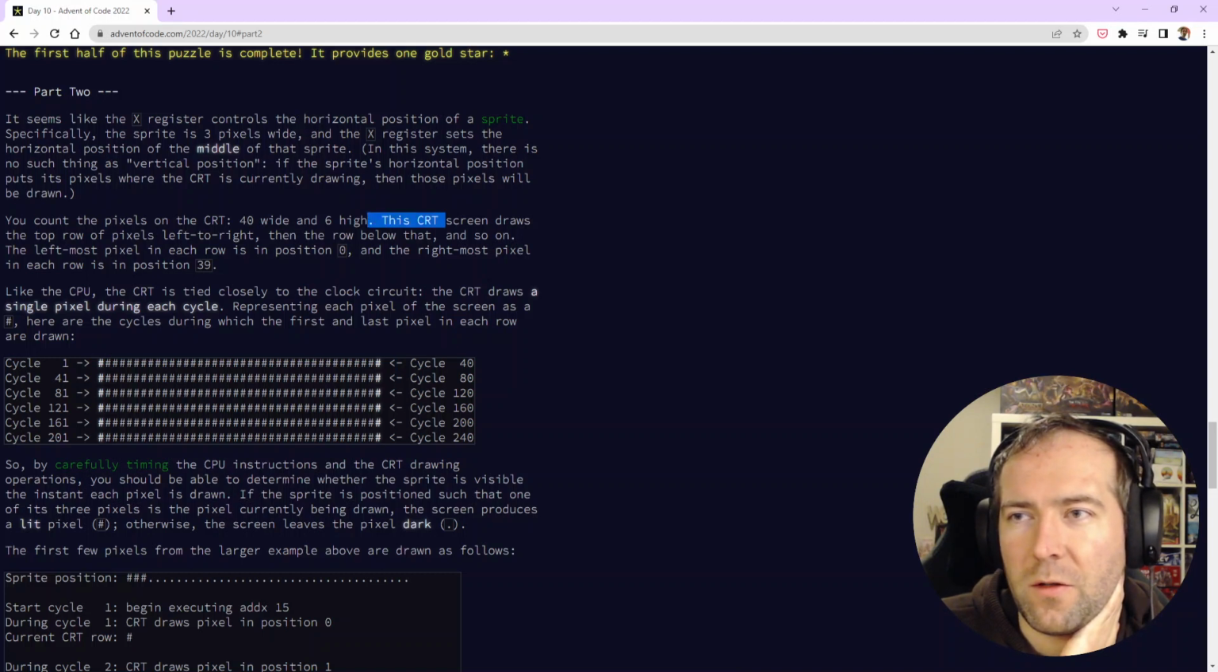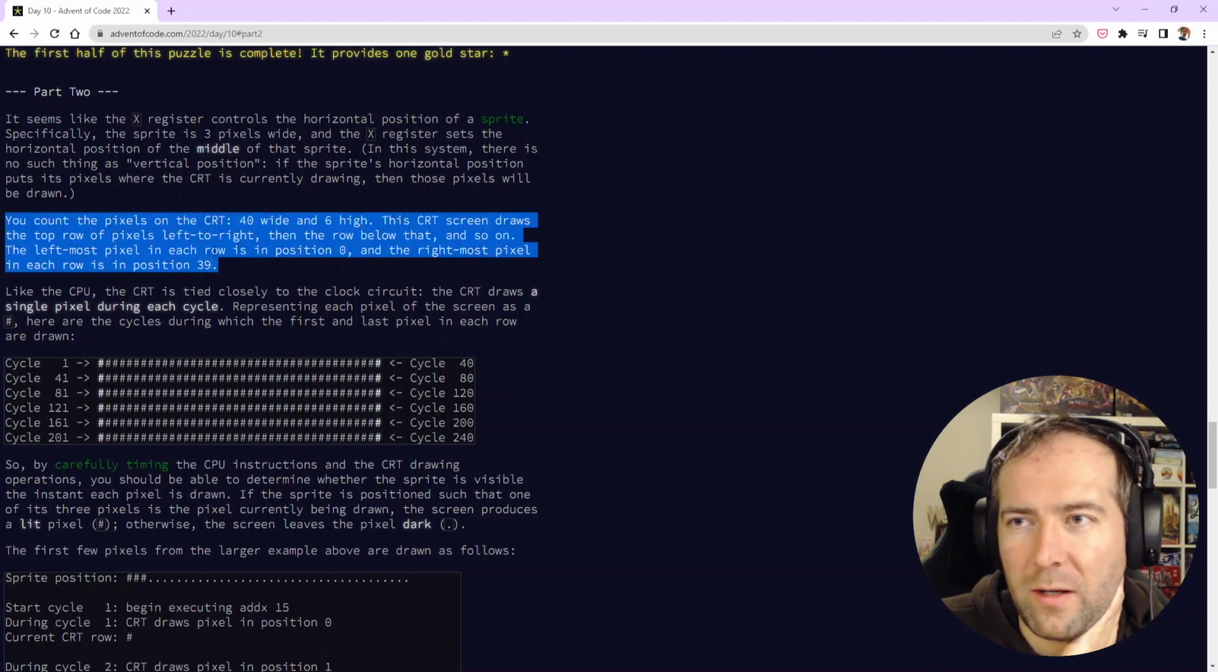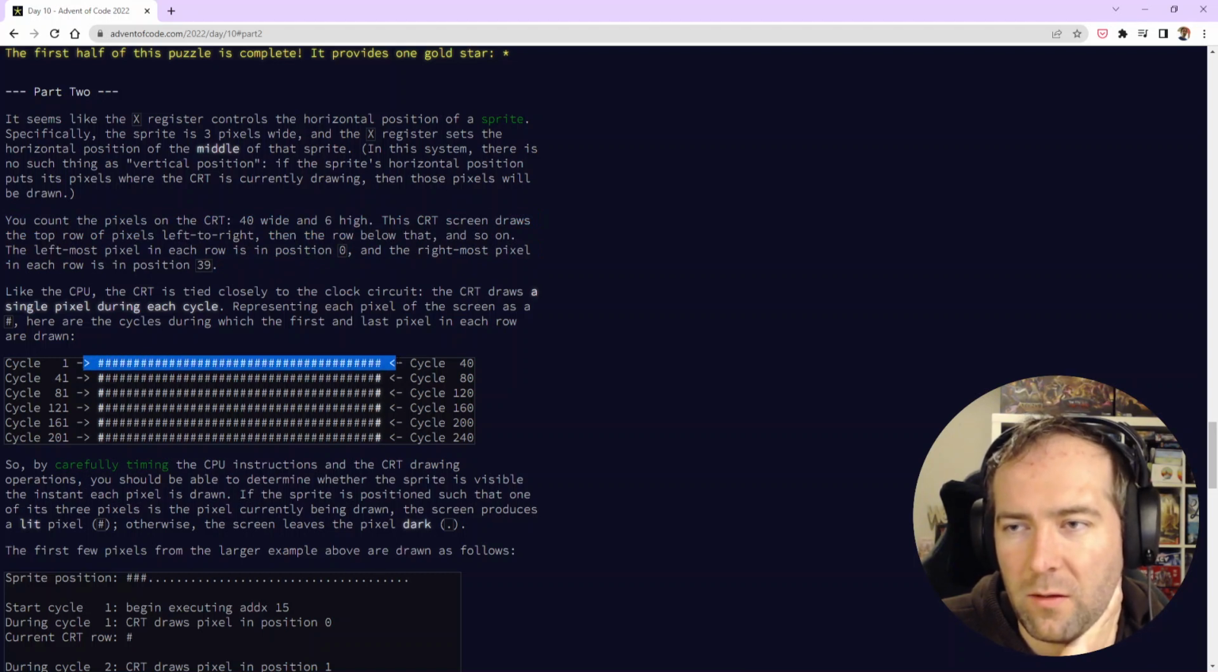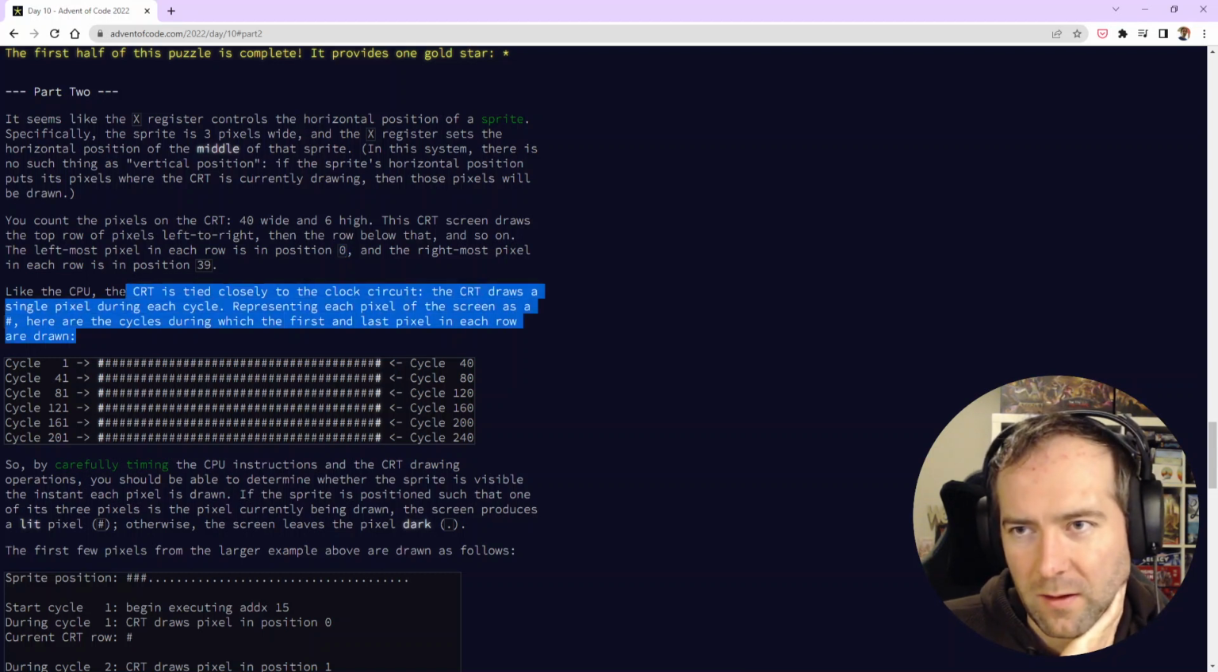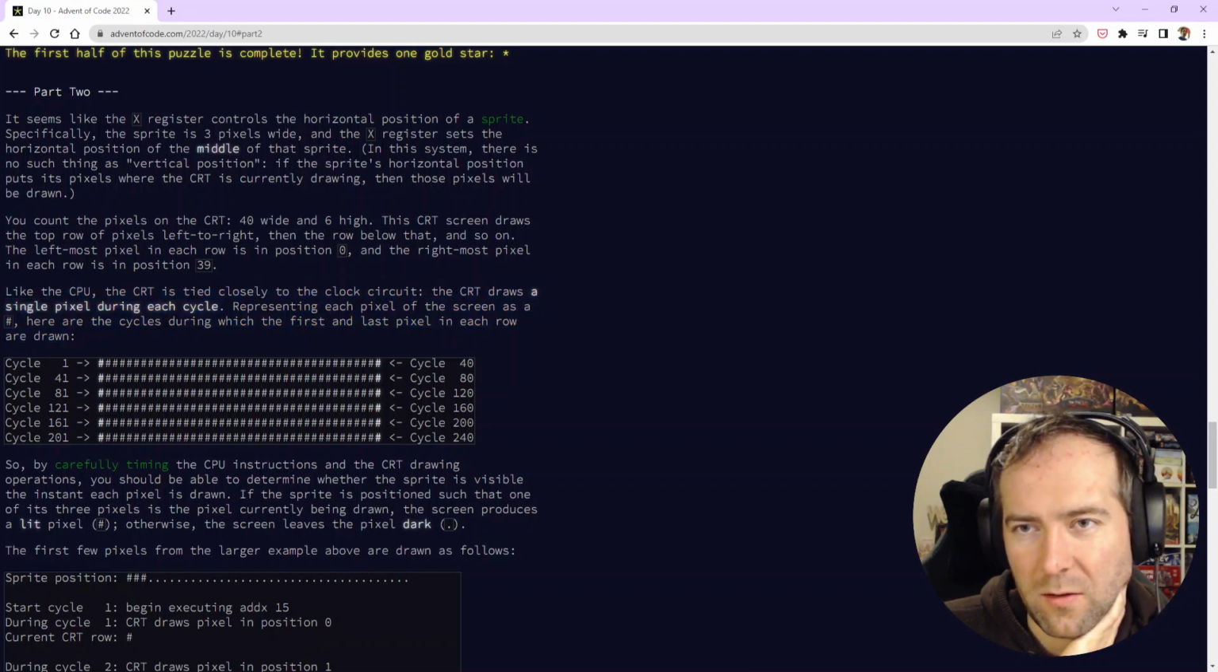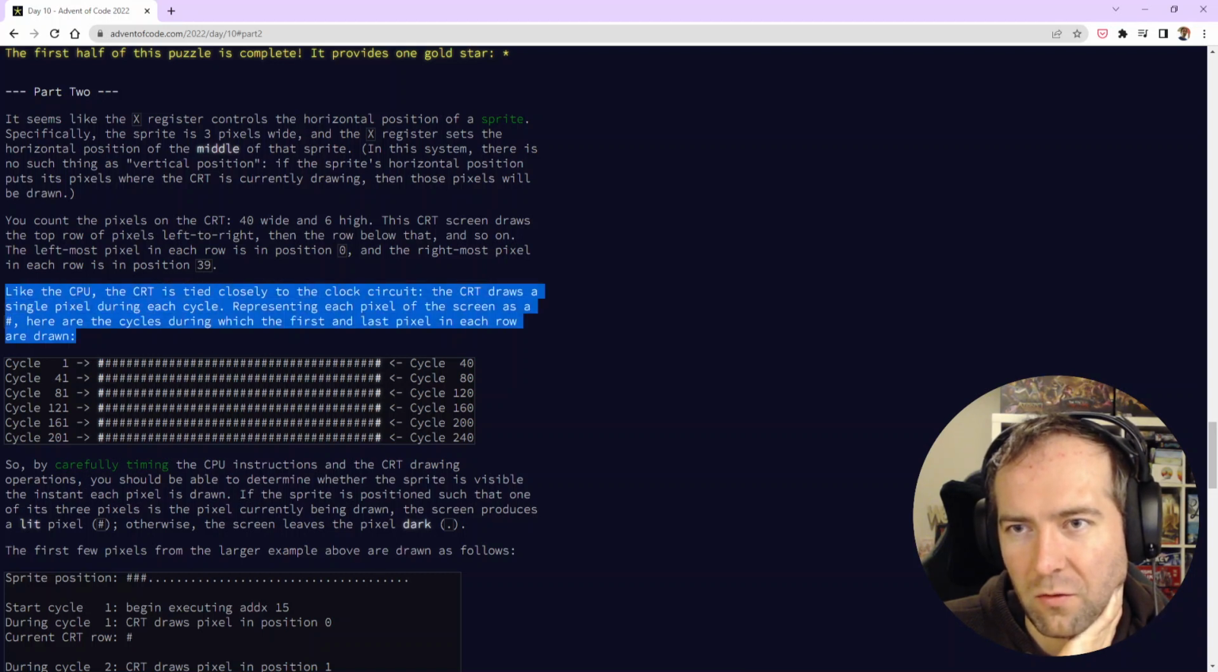This CRT screen draws the top row of pixels left to right, then the row below that, and so on. So yeah, okay, makes sense. The leftmost pixel in each row is in position 0 and 39. Like the CPU, the CRT is tied closely to the clock. The CRT draws a single pixel during each cycle. So it takes 40 times 6, 240 cycles to refresh the screen.